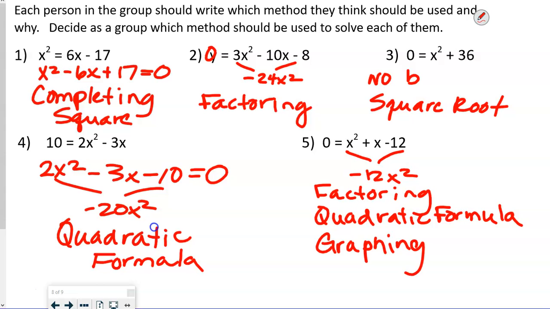Now listen, on the test, it's going to tell you which method to use. So use the method that you are being told to use on the test.